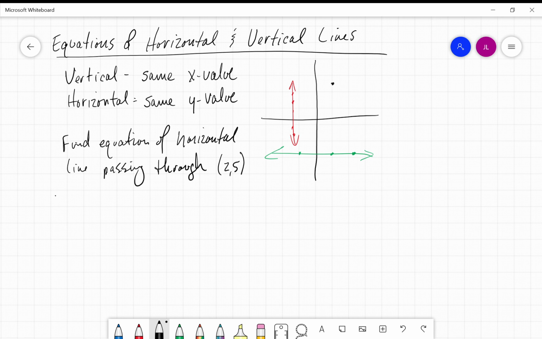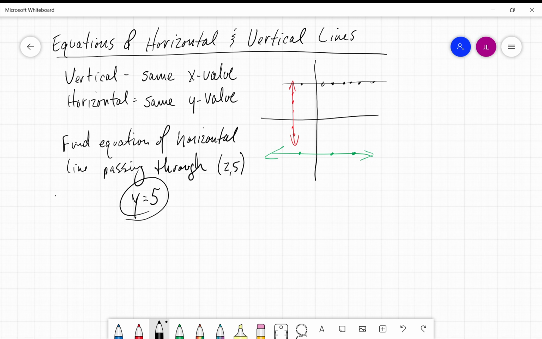There's a horizontal line passing through here. So we know a horizontal line is that way. Well, what doesn't ever change in this sense? What stays the same is going to be our y value. Our x value changes as we move along the line. Here, here, here, here, here, over here. The x value is always changing. So if we want the equation of a horizontal line passing through this point, 2 on the x, 5 on the y, then we're going to say this is y equals 5. That's our equation of our horizontal line.